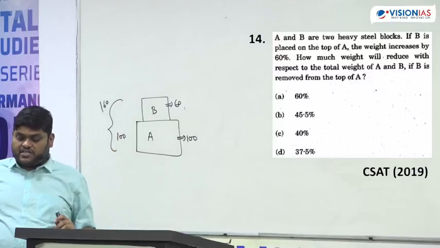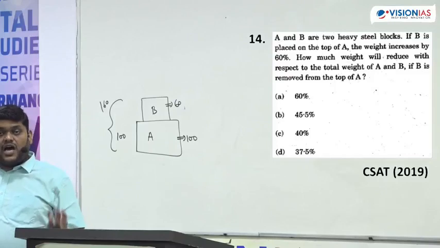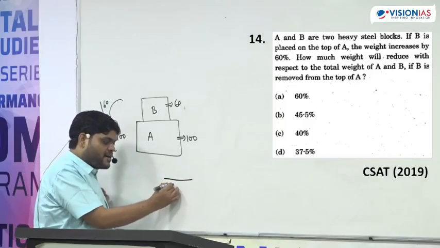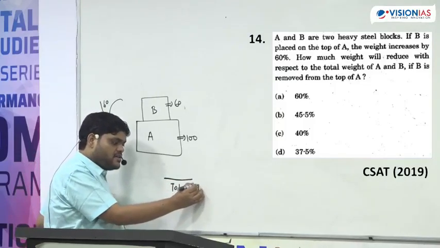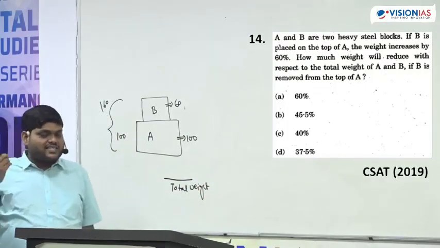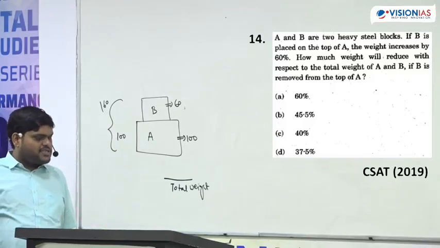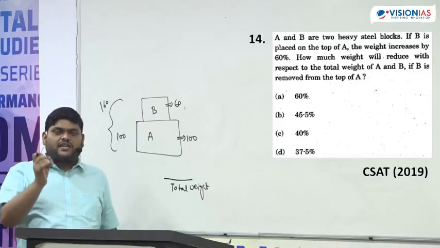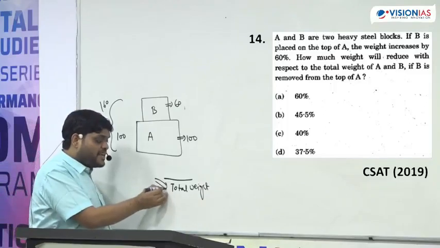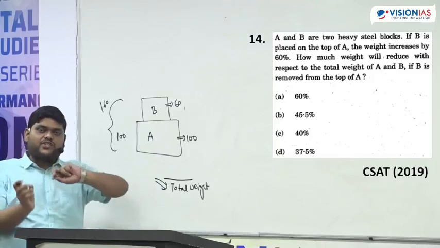Now, this is clear. Now, what is the question? How much weight will reduce with respect to total weight? The question is how much percent of weight will be reduced with respect to total weight. That means in the denominator, the initial value is total weight. Why? Because they are asking with respect to total value.